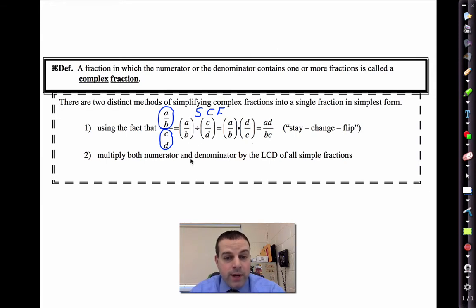The other technique is by identifying the least common denominator, which was part of our last discussion of addition and subtraction of fractions, and then using that idea to multiply through and cancel out all the individual denominators of the simple fractions. So what we're going to do is start looking at some examples, and in our first example we will use both techniques to make sure that we are clear on the approach. Now let's go on and get started.